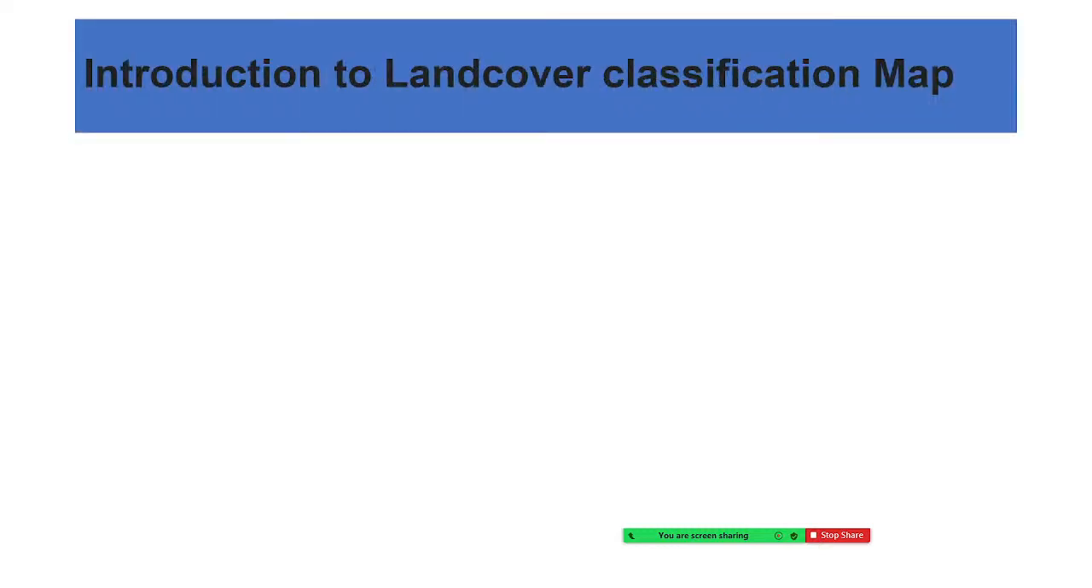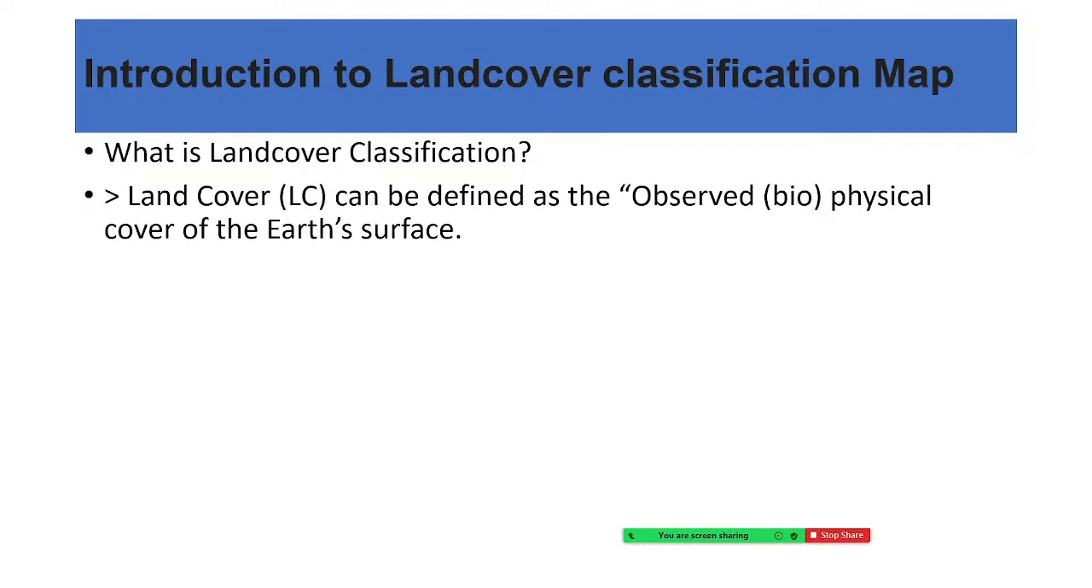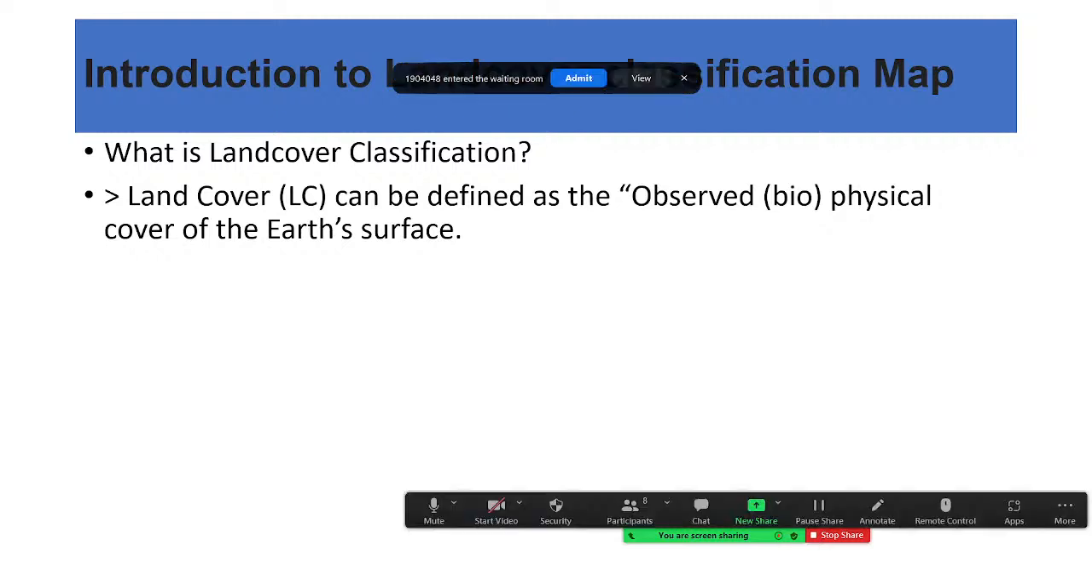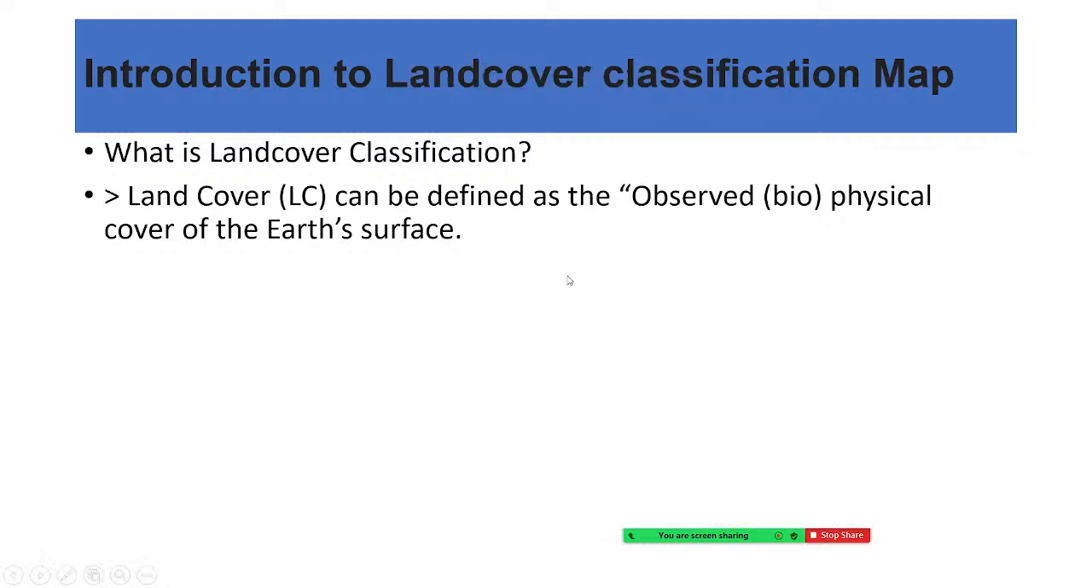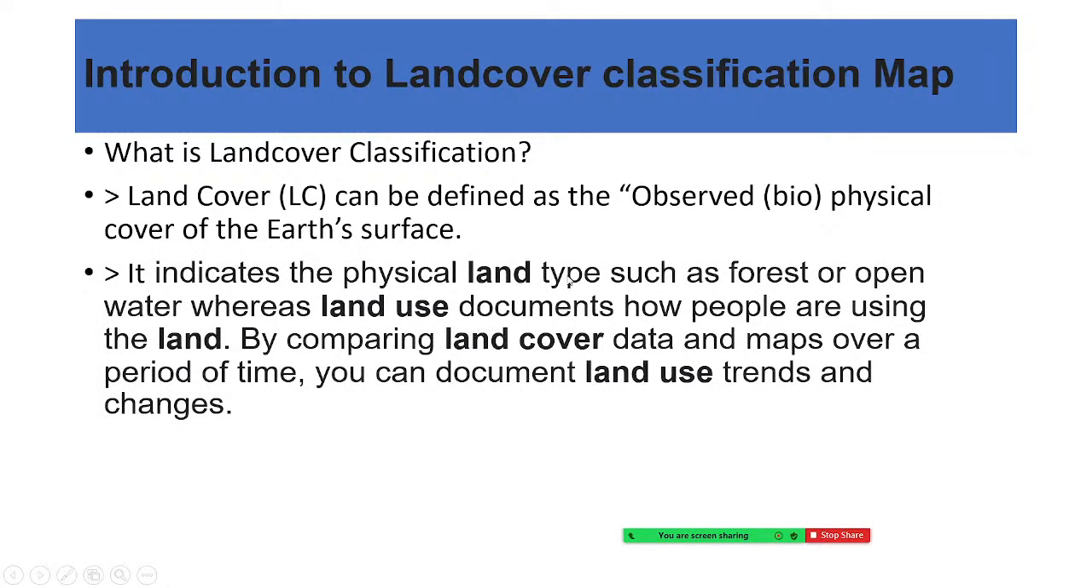So let's start. First of all, introduction to the Landcover classification map. A Landcover classification map can be defined as the observation of the biophysical cover of the Earth's surface. It indicates the physical land types such as forest or open water, whereas land use documents how people are using the land. By comparing land cover data and maps over a period of time, we can document land use trends and changes.